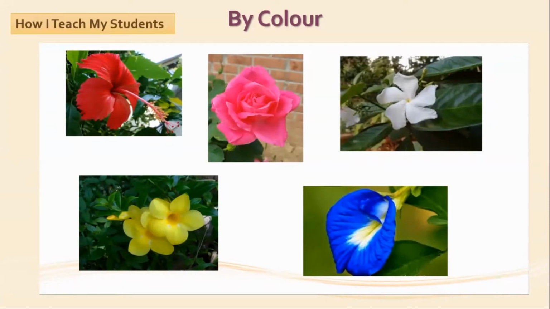Let's say the color of the flowers again. Shoe flower is red color. Rose is in pink. Village white flower is in white color. Rukkatana flower is in yellow color. Butterfly pea is in blue color. I think now you know what color the flowers are.